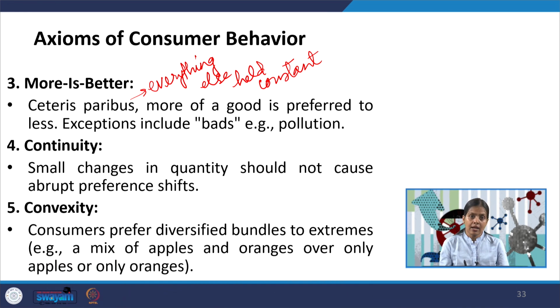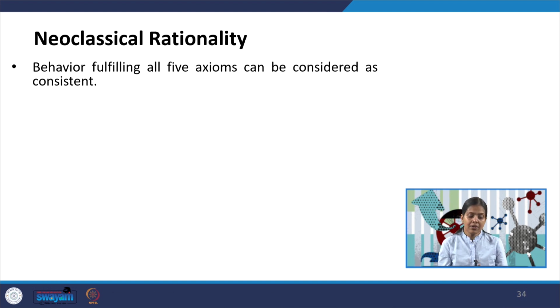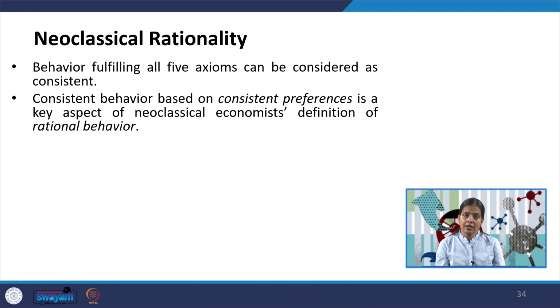Convexity says consumers prefer diversified bundles to extreme bundles. For example, a mix of apples and oranges over only apples or only oranges, that is most commonly the preference that is expressed. There could be exceptions also. Behavior fulfilling all 5 axioms can be considered as consistent behavior. Consistent behavior based on consistent preference is a key aspect of neoclassical economists' definition of rational behavior. So, rational behavior and consistent preferences are closely related.